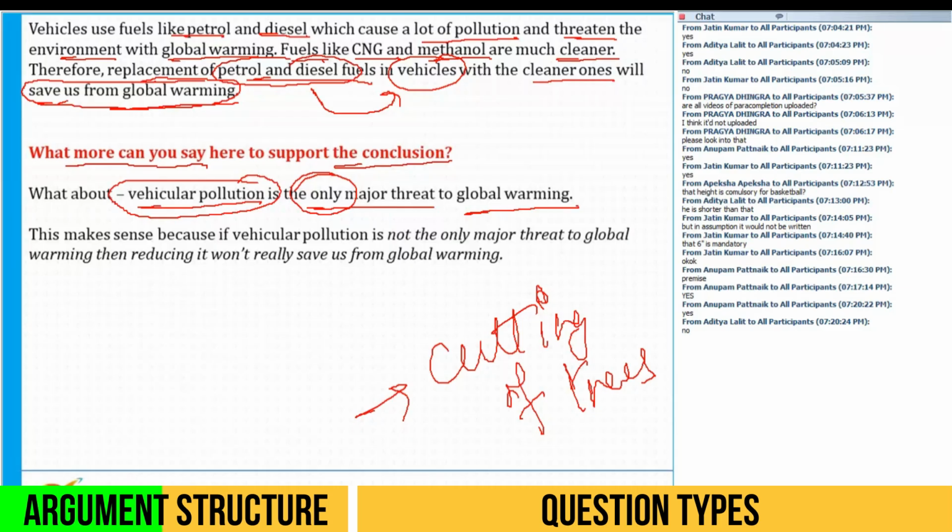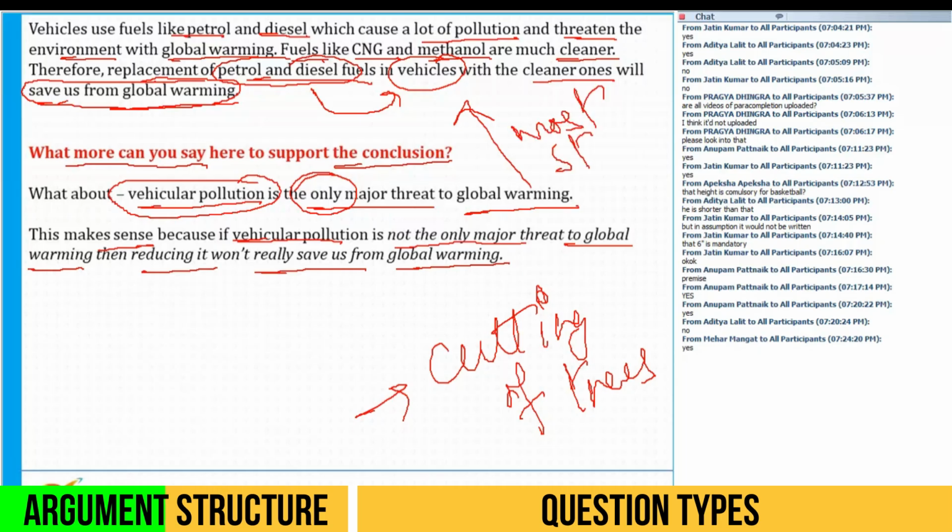Did you get this? Did you understand? Again, this assumption makes sense because if vehicle pollution is not the only major threat to global warming, then reducing it will not really save us from global warming. So you can see this assumption most strongly supports the conclusion. Assumptions will always support the conclusion very, very strongly. So whenever they ask you what the assumption is, look for an option that is most strongly supporting the conclusion. Okay, till now it's clear for everyone? Okay, good. Very, very good.